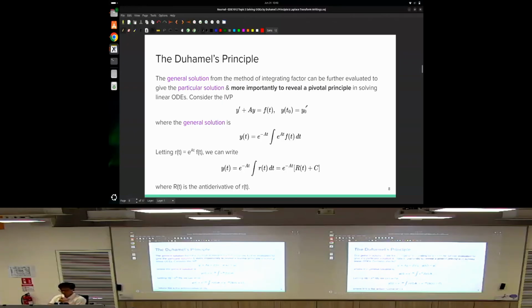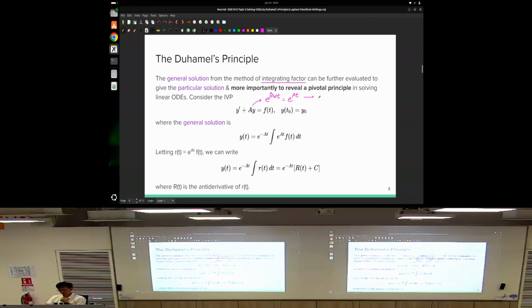Now, the integrating factor method is used to solve this. You just get your integrating factor. So the integrating factor is what? e to the at, because the integral of a dt, and a is a constant. This is your integrating factor. Then the integrating factor method uses 1 over the integrating factor.